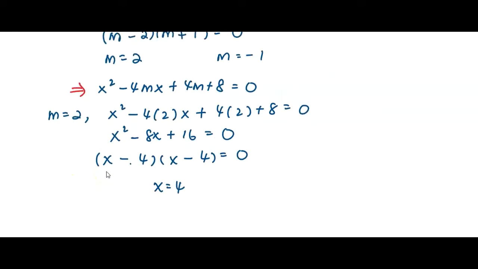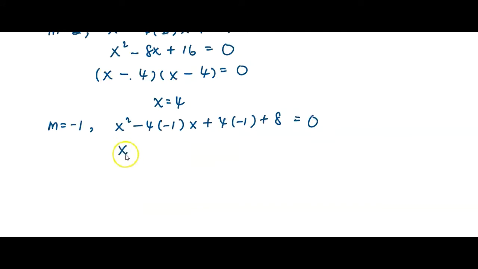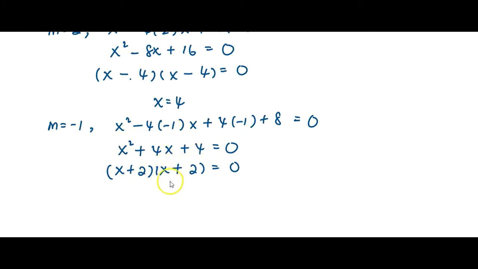So for the next m, when m equals negative 1, substitute into this equation, simplify it. This is plus 4x, and then you get plus 4 equals 0. Factorize it, and we can predict that our answer should be two repeating linear factors. So I'm going to put this as 2 to expand it. All right, you get back this, the left hand side. Then we have x equals negative 2.